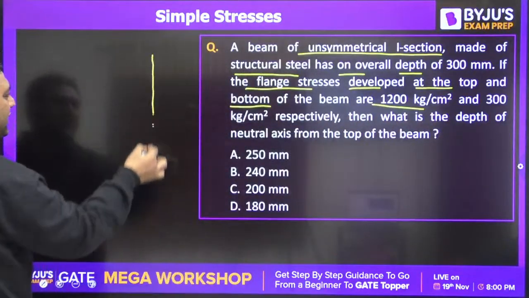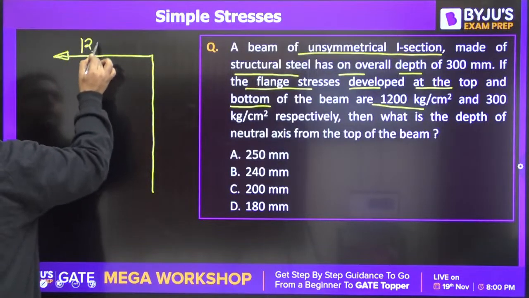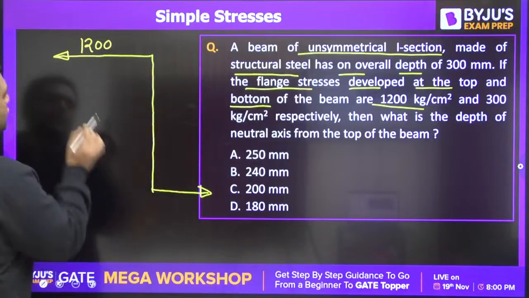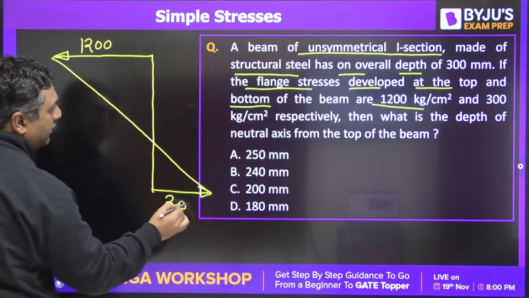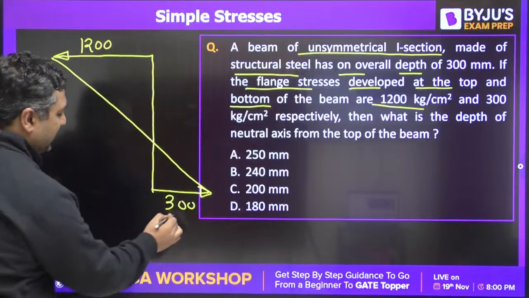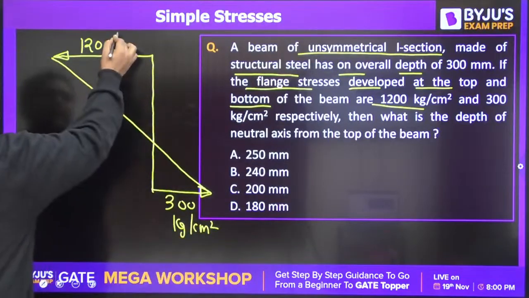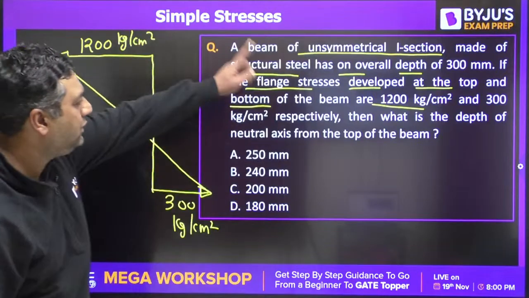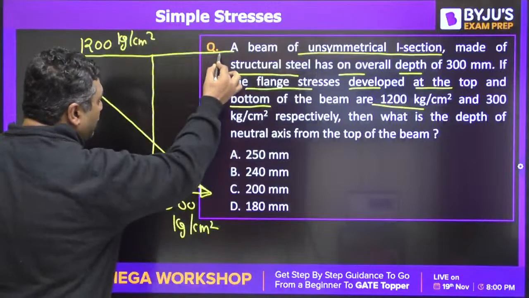So I am showing you the stress distribution. At the top, stress is 1200. Okay, at the bottom, stress is 300. So this is going to be the stress distribution. This is 300. Units are mentioned as kg per centimeter square. They are asking you what? The total depth they have mentioned is 300 mm. Total depth is 300 mm.